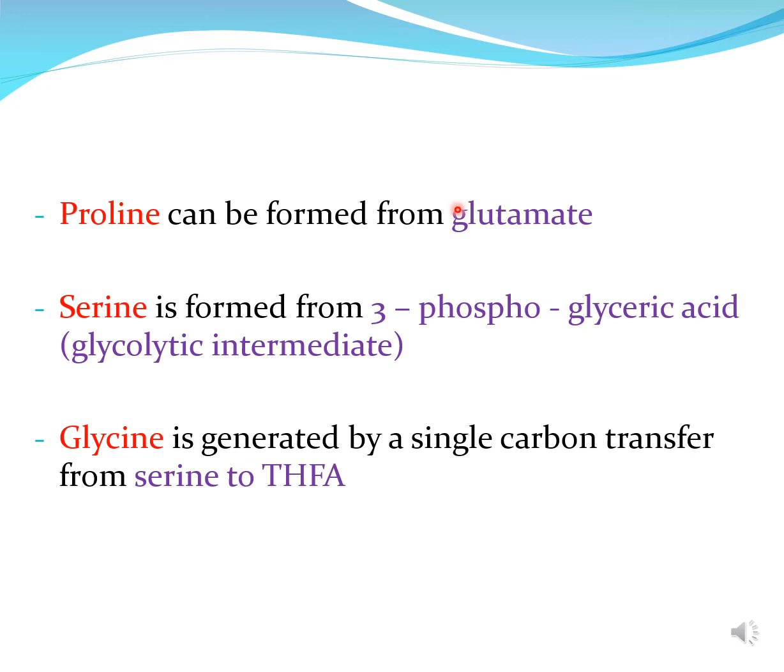Now we have these three amino acids: proline, serine, and glycine. Proline can be synthesized from glutamate by cyclization. We'll see it in the following slide. Serine and glycine are interconvertible with the aid of tetrahydrofolic acid, a single carbon group carrier. Also, serine can be synthesized from precursors of the glycolytic pathway, from glyceraldehyde 3-phosphate and 3-phosphoglyceric acid.